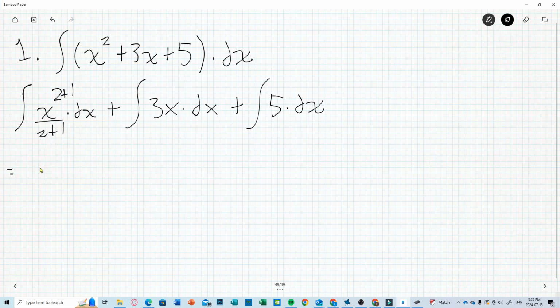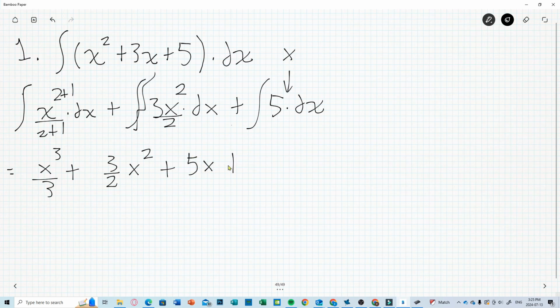So we'll know that x squared will become x cubed divided by 3, plus we're going to add 1 here, so it'll be squared, and we'll divide it by 2. So it'll be 3 over 2 x squared plus, and then the 5 is just going to add a variable, which will be x. So we'll get 5x, and then we have to add our constant c at the end.